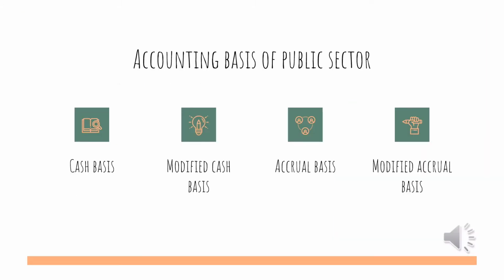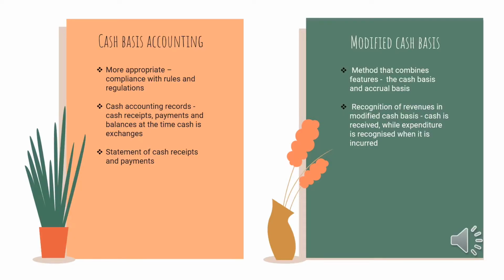There are 4 types of basis in the public sector. The first one is cash basis, the second one is modified cash basis, the third one is accrual basis, and the last one is modified accrual basis. First is cash basis accounting, which has been used across public sector organisations. It is considered to be more appropriate for the public sector because it must be compliant with rules and regulations. Cash accounting records cash receipts, payments and balances at the time cash is exchanged. The statement prepared under this basis is the statement of cash receipts and payments.